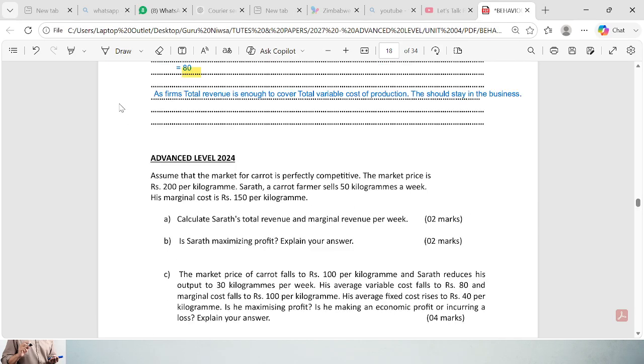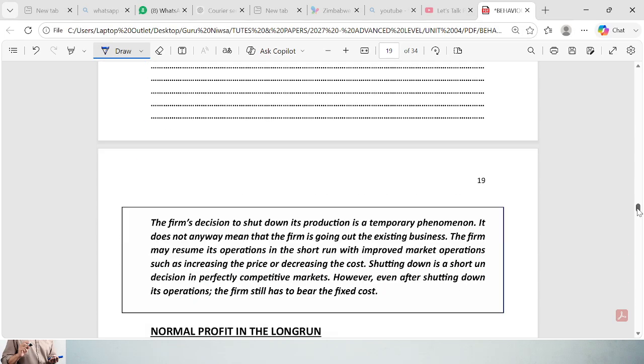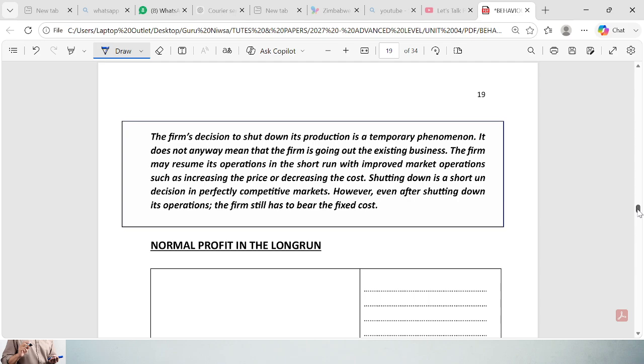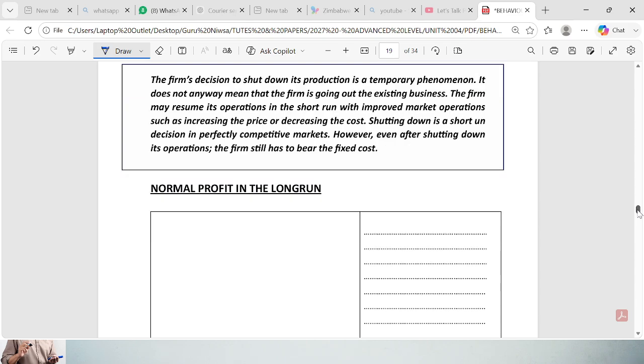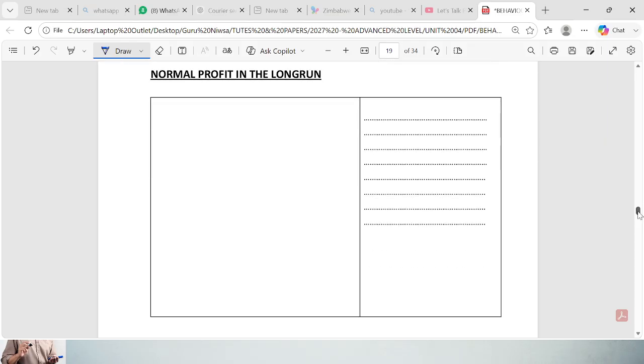Right. You can complete this question as homework. 2024, a very creative question. You can do it as homework. Write the answer in the space given. Right. I'll come to the last point: normal profit in the long run.